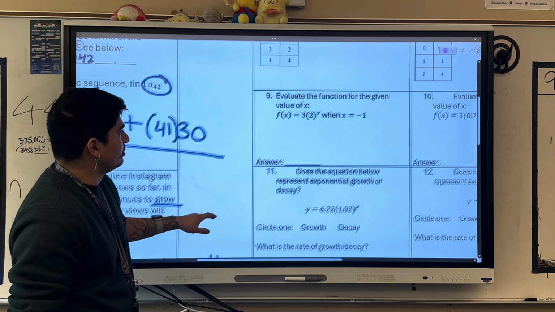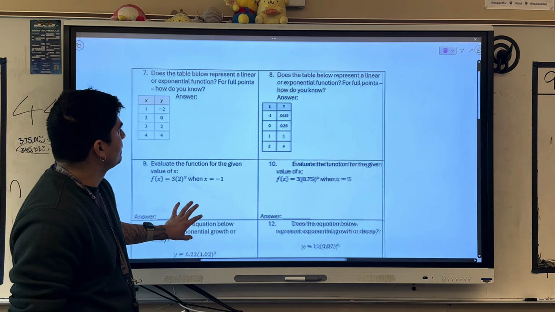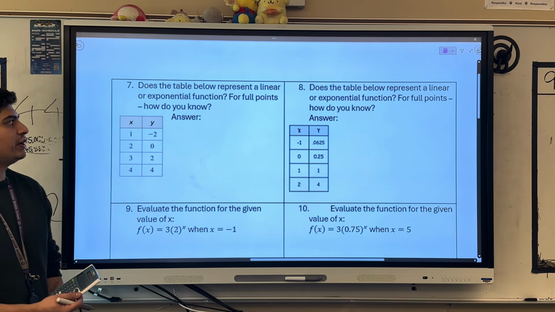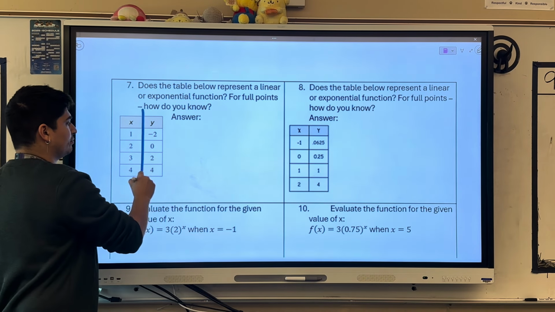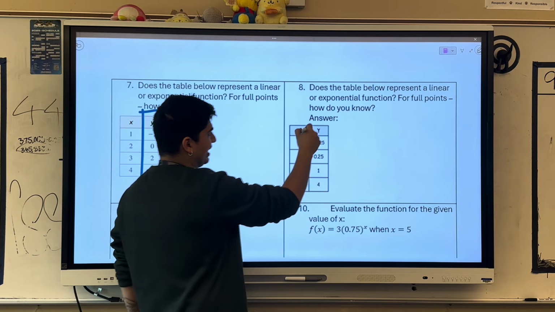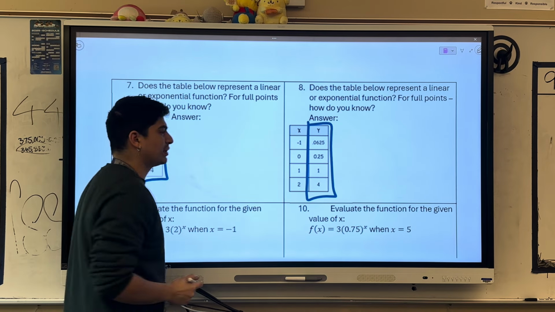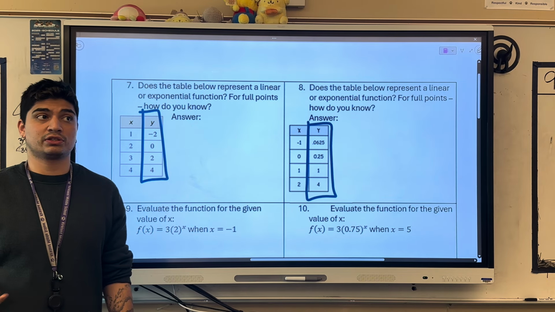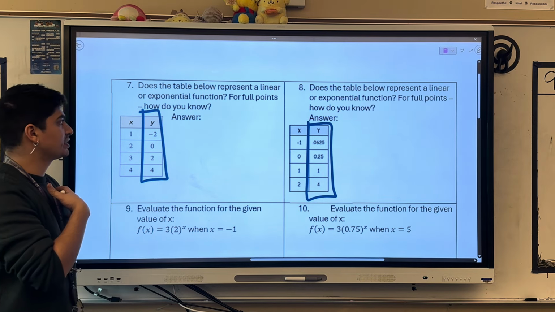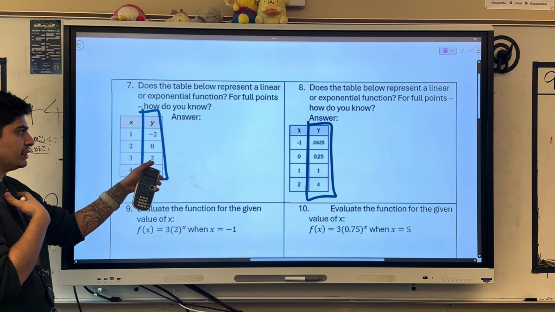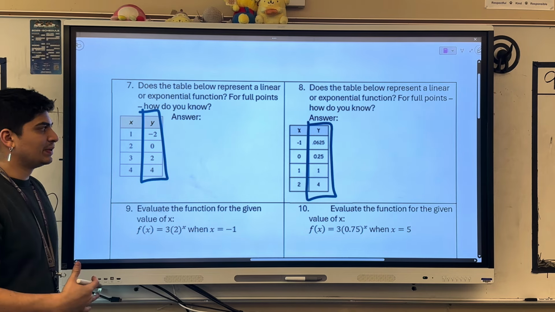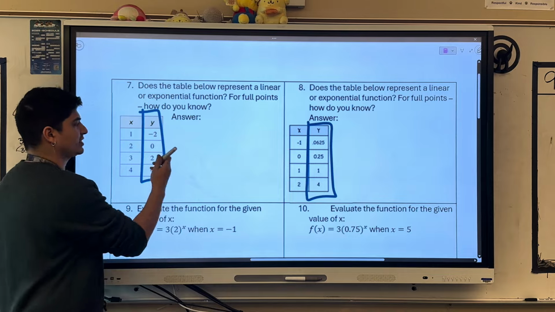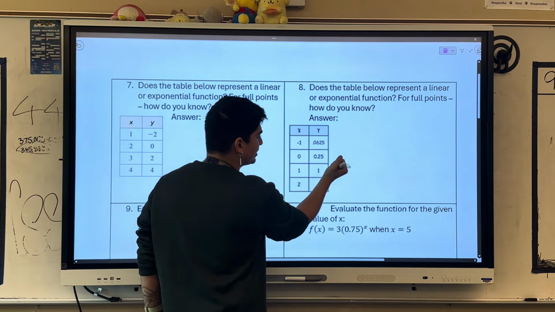Alrighty, next problems. Now we're actually going to be looking at tables, right? Is it a linear or exponential function? Well, again, I'm looking basically right at my y's, right? This looks more complicated than what it really is. I want you to think about arithmetic versus geometric sequences, right? The idea here being that you're looking at your outputs: are your numbers adding something every single time, or are they being multiplied by something every single time?